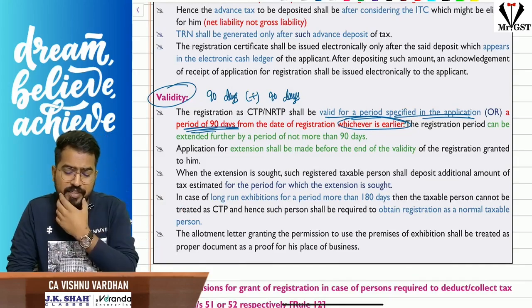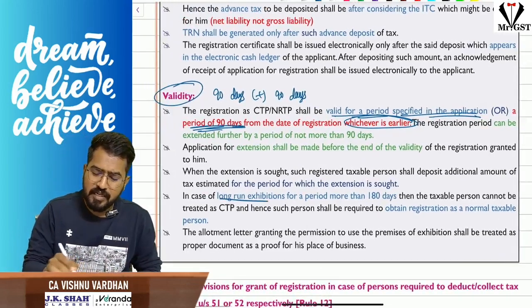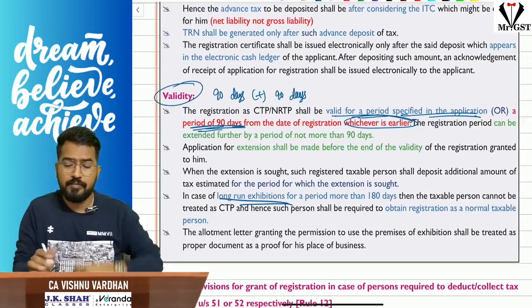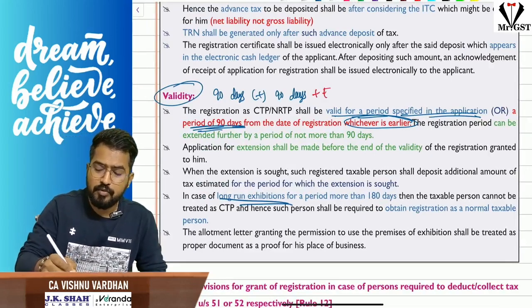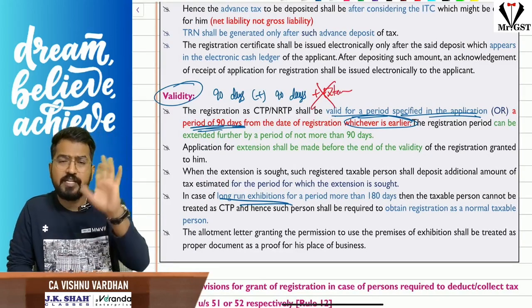Right now, sir, if any long run exhibitions are happening, can I ask for extension one more time? No, that is not possible. Extension is not possible. Are you understanding? Only one time extension is possible.